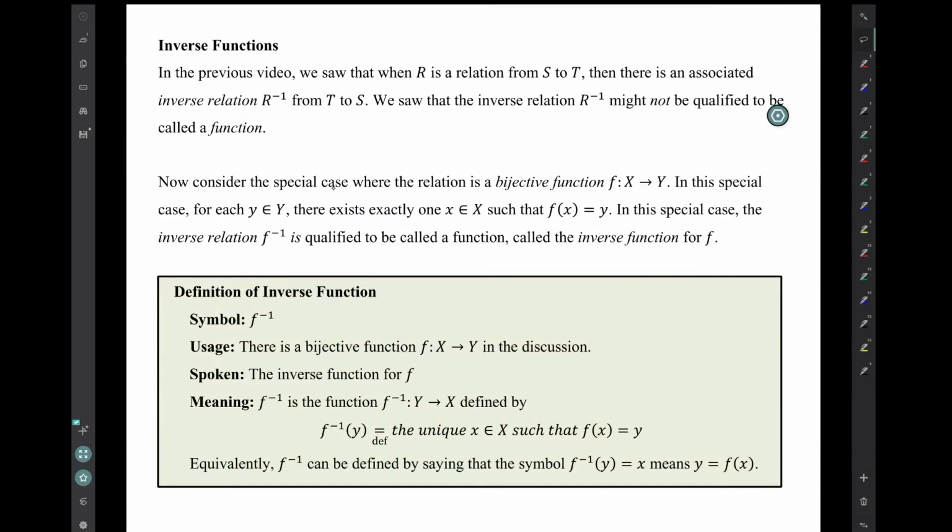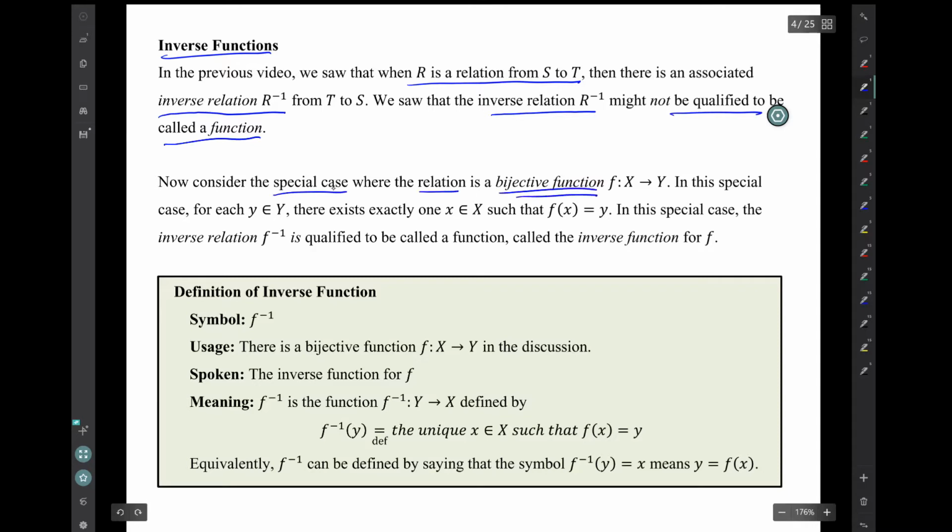Now I want to talk about inverse functions. We saw in the previous video that when R is a relation from capital S to capital T, there's an associated inverse relation. And we also saw that the inverse relation might not be qualified to be called a function. Now consider the special case where the relation is actually a bijective function from X to Y. In this special case, for each y in the range, there is exactly one x in the domain such that this equation is true. In this special case, the inverse relation, denoted with this symbol, is actually qualified to be called a function, and we call it the inverse function.